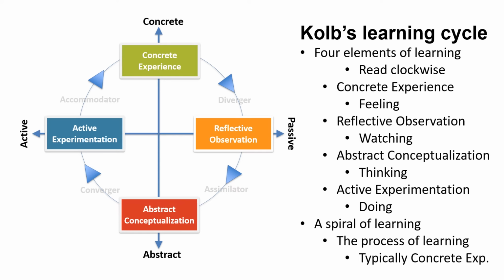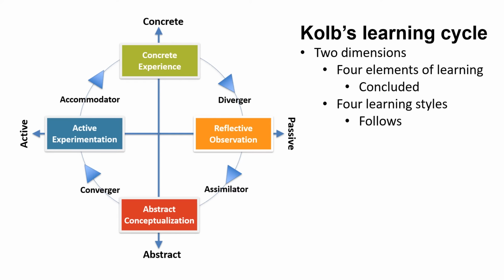The 4 elements are placed in a circle, a spiral of learning, which can begin with any of the 4 elements, but it will typically begin with a concrete experience. The model shows the process of learning. This concludes our review of the first dimension's 4 elements of learning. Now we shall take a look at the second dimension, the 4 learning styles.